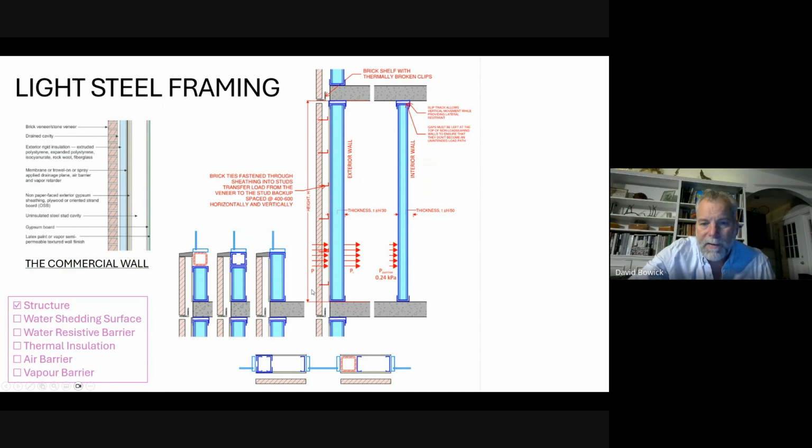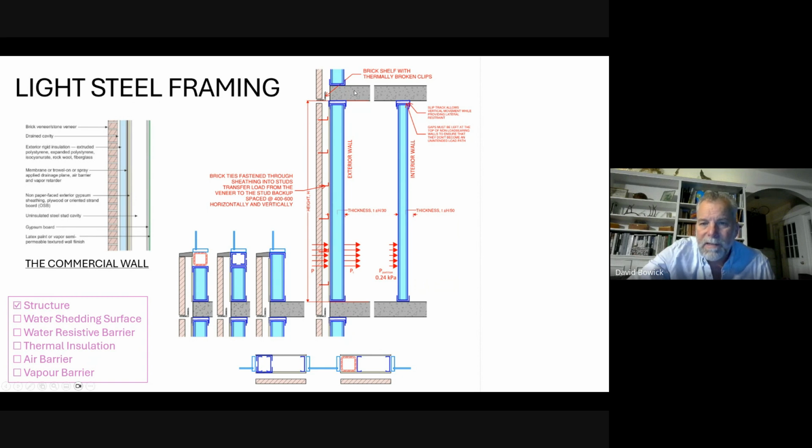The load gets transferred in using brick ties in a manner quite similar to the block wall, in that the steel stud partition or steel stud wall carries the wind load. H over 30 is our thickness. H over 50 is the thickness for our interior partition. So partitions can be very, very thin.